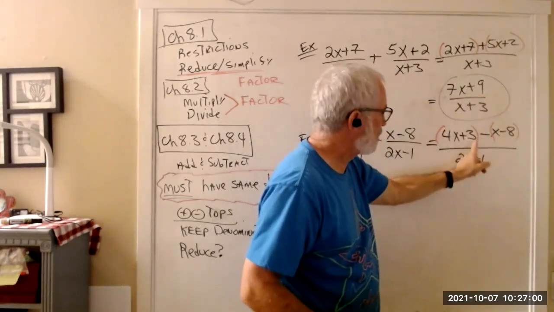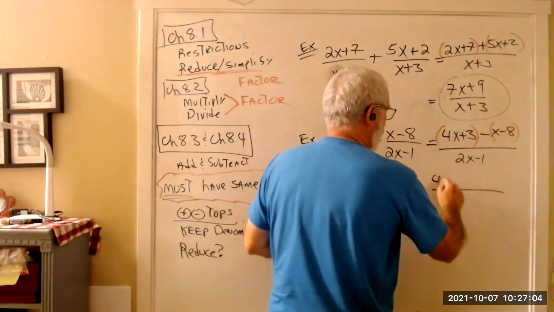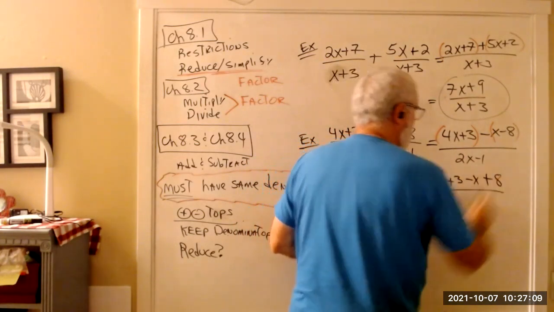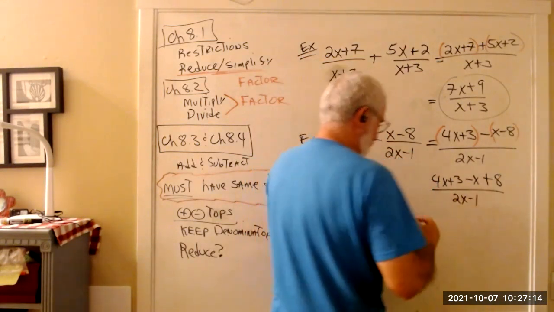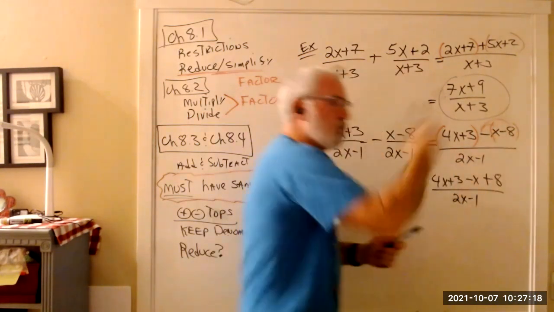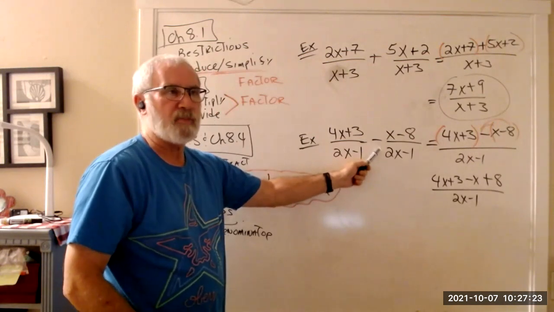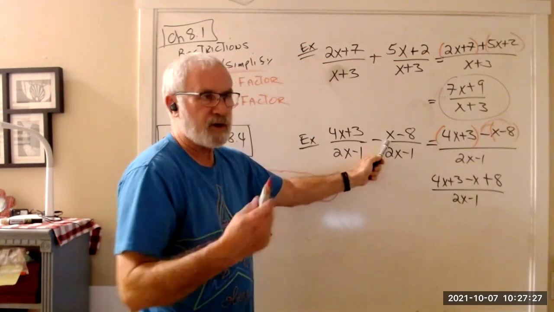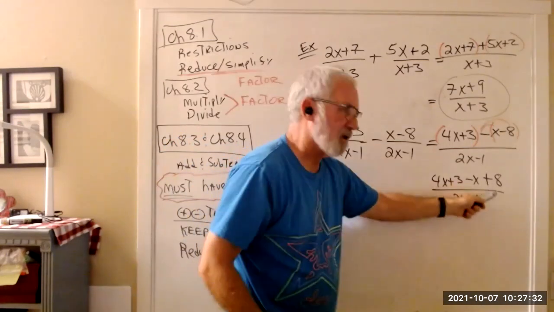Okay, that minus sign distributes to that quantity. So technically, you have 4x plus 3 minus x plus 8 over 2x minus 1. So you distribute the minus sign into the second quantity. Okay, that's why it's tricky. People forget to distribute. They just see minus x, and they forget that minus a minus 8 is a plus 8. They forget to do that.